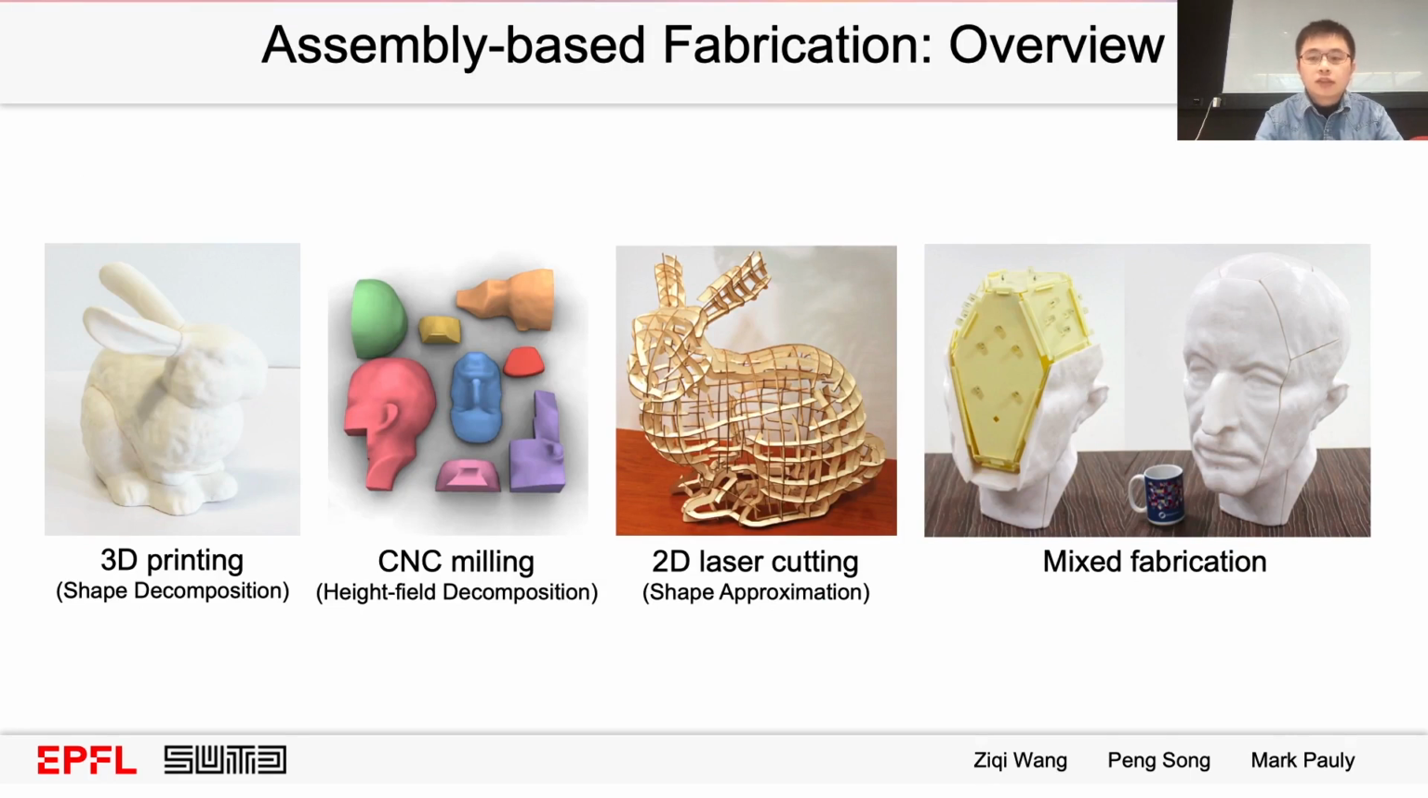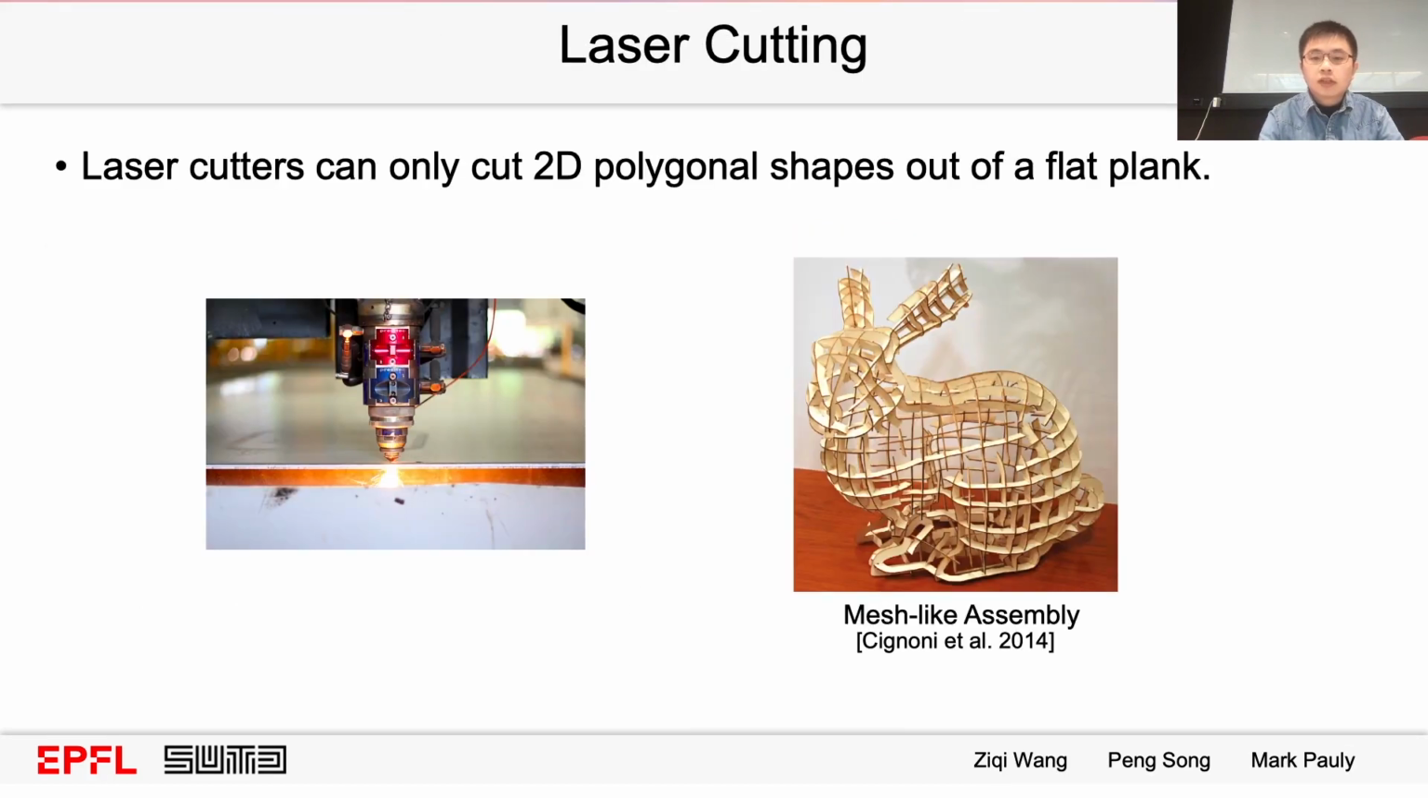Let's move to the third part, the 2D laser cutting problems. Laser cutters can only cut 2D polygons. Despite this limitation, laser cutting has many advantages, such as high precision, high speed, and supporting a wide range of materials, making it widely used in industrial production and research prototyping.